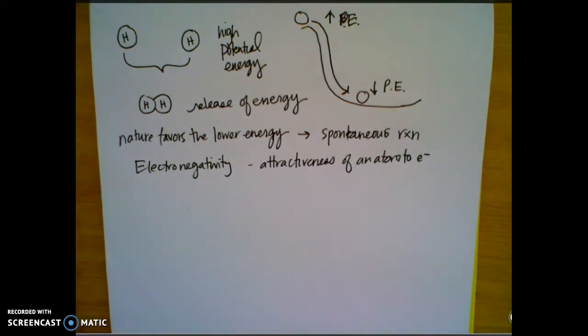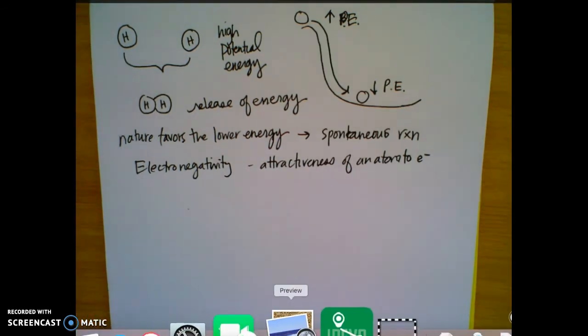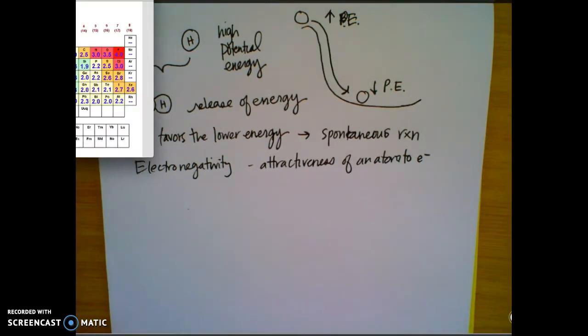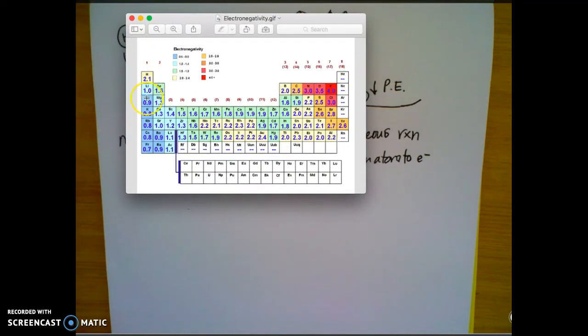So if we look at the chart, the electronegativity chart, which actually looks like this, you will see that fluorine is, as we might say, the hottest element around. It has an electronegativity of 4. That means that electrons always want to go to fluorine. So fluorine is going to be the top dog of electronegativity.